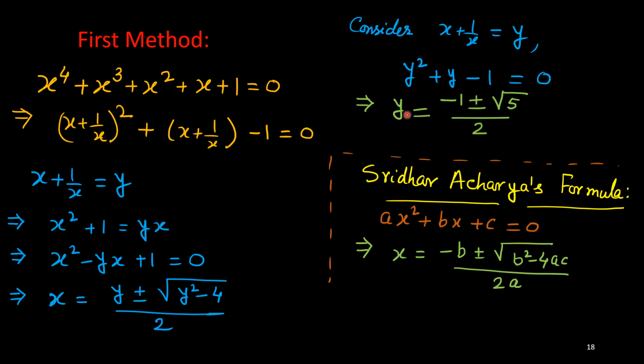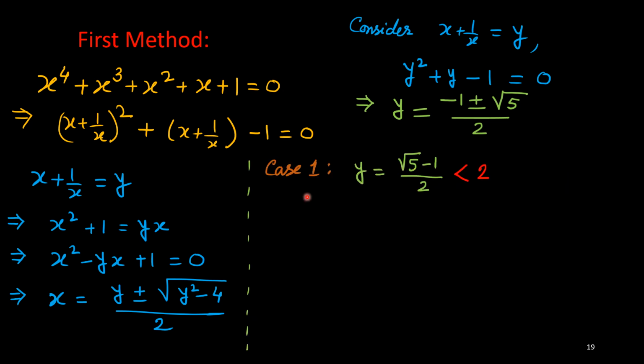Now we have two solutions for y. For each solution of y, I'll get two solutions for x. So the total number of solutions will be 4. So case 1, I'll consider the first solution, when y equals, if this is positive, root 5 minus 1 by 2, that one.